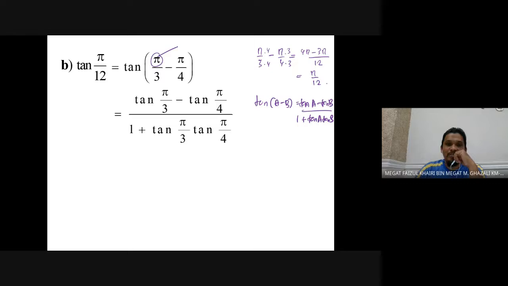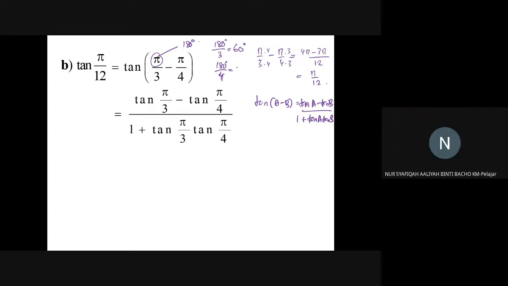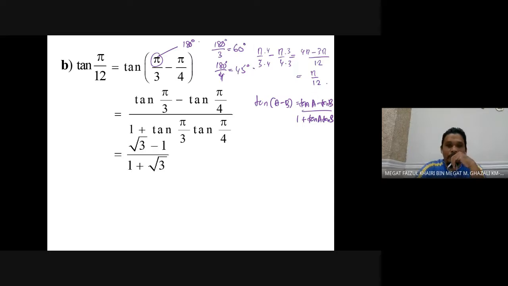Class, we consider this pi as 180 degrees. So pi over 3 is 180 divided by 3. What will we get then? 60, sir. 60, good. And 180 divided by 4? 45. 45. So can you please tell me what is tangent 60, if you have a calculator with you right now, and tangent 45. Okay, never mind, I will also try to find it.